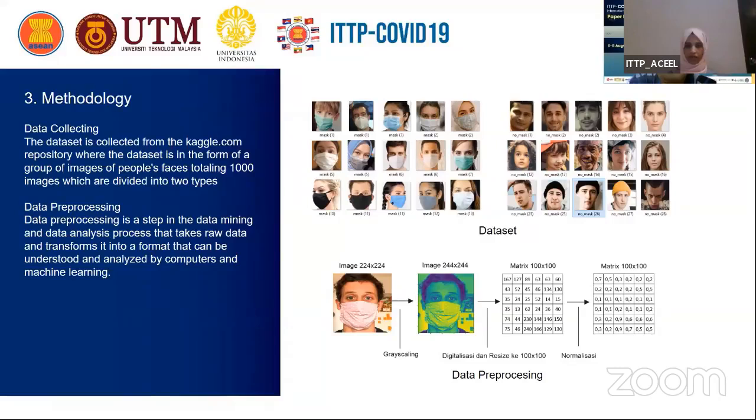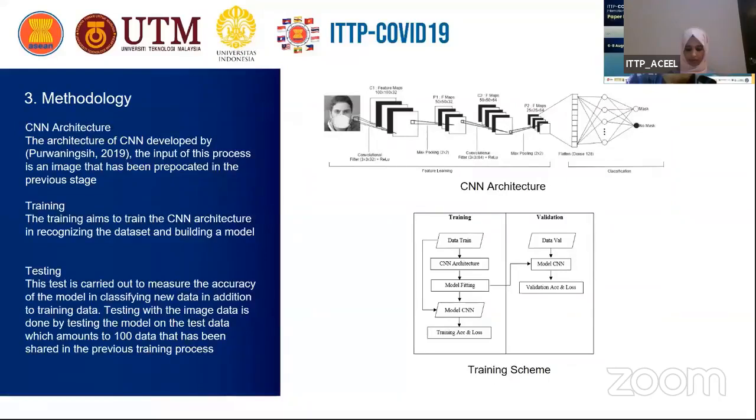And then the CNN architecture. The CNN architecture plot used in this study was developed by Purwaningsih in 2019. The input of this process is an image that has been pre-processed in the previous stage. We see in the image the CNN architecture developed by Purwaningsih. And then is training. The training aims to train the CNN architecture, recognize the data set, and build a model.